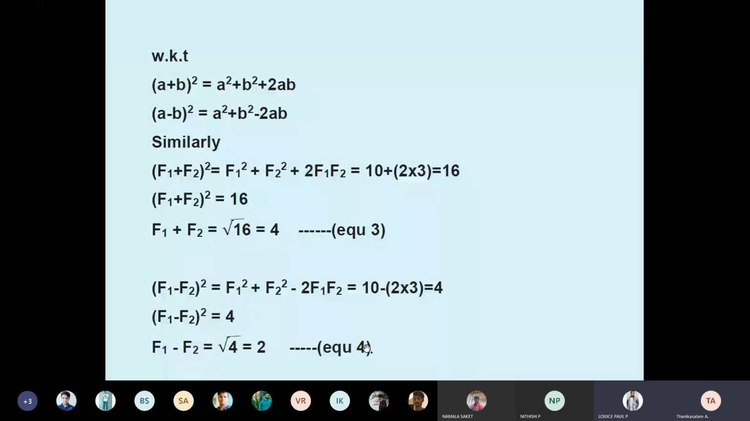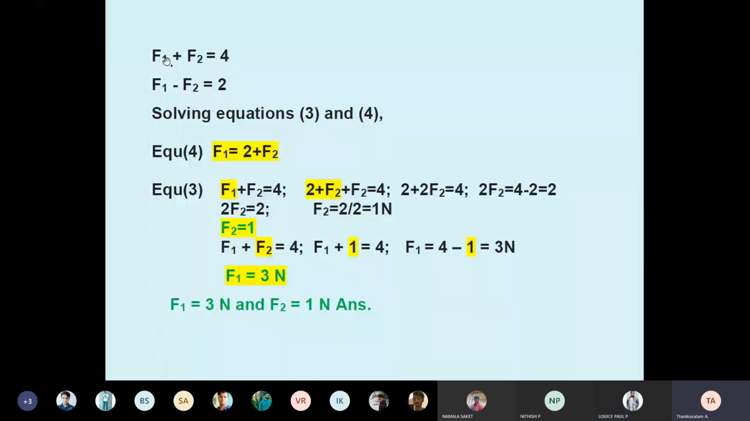You already know f1 plus f2 equal to 4 and f1 minus f2 equal to 2. So you can solve the equations. See here, equation 4: f1 minus f2 equal to 2. Therefore f1 is 2 plus f2. I am applying this 2 plus f2 in equation 3. Therefore f1 plus f2 equal to 4; replacing f1 with 2 plus f2, we get 2 plus 2 f2. Therefore 2 f2 equal to 2. The final f2 equal to 1. This is a simple calculation, you know. Therefore f2 equal to 1.